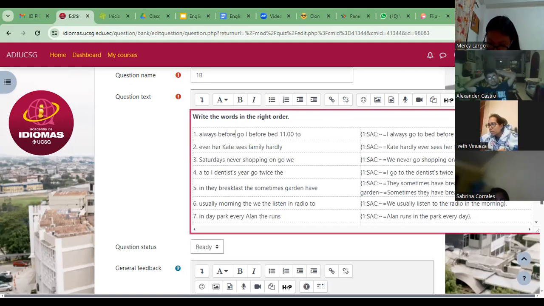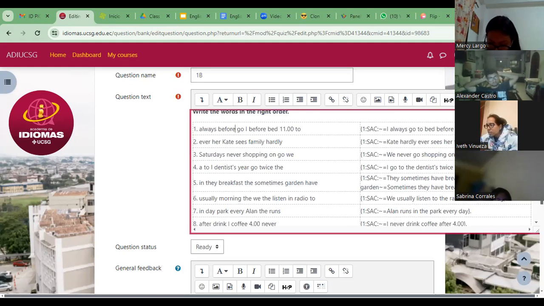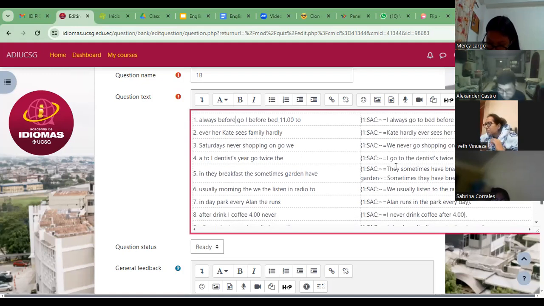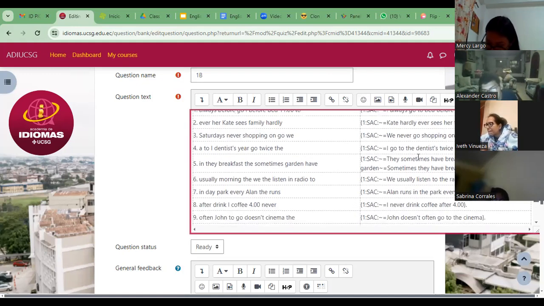Number 2, Kate hardly ever sees her family. Number 3, we never go shopping. Esa estaba bien. I go to the dentist twice a year. They sometimes have breakfast in the garden. Mira, aquí podían ser dos opciones. Había dos maneras de hacerlo y las dos son válidas. Puede ser que también pongamos sometimes at the beginning. Sometimes they have breakfast in the garden. Y no está gramaticalmente errónea si se lo escribe de esa manera.